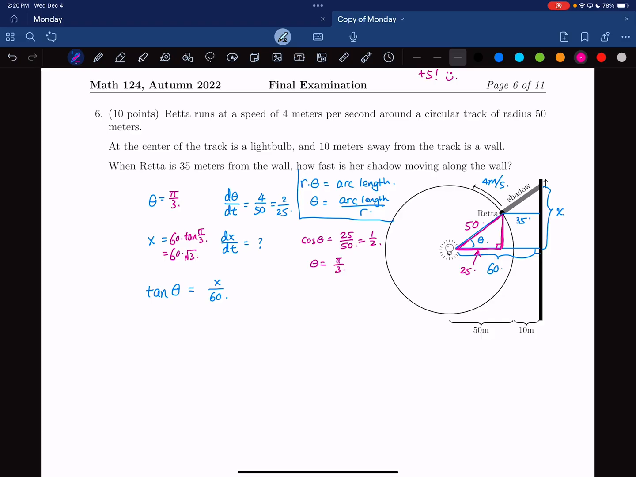And now I have all the information I need. I analyzed the diagram, which is not an easy diagram to analyze. I assigned variables, x and theta, and I figured out all the necessary information that I need. I have theta, I have x, I have d theta/dt, and what I want is dx/dt. What I have is the relation between theta and x, and the rest is what we always do for related rates. You take the derivative, and then you plug in all of these values and solve for the unknown. I'll leave the rest to you. The rest is an exercise.